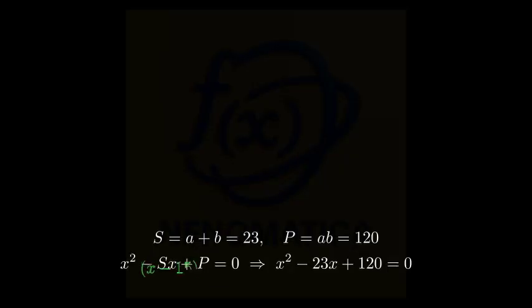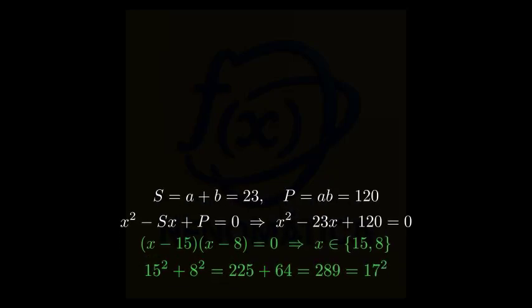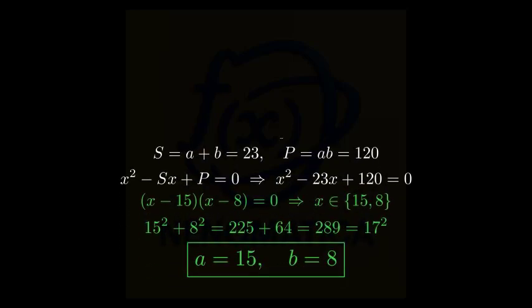As a quick check, the legs are also the roots of the quadratic with sum s equal 23 and product p equal 120. That equation is x squared minus sx plus p equals 0, which factors to x minus 15 times x minus 8 equals 0. So the roots are 15 and 8 as found. Final check with the Pythagorean theorem. 15 squared plus 8 squared equals 225 plus 64 equals 289, which matches 17 squared. So our answer is correct.